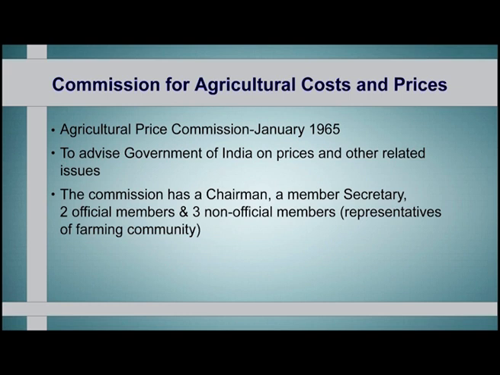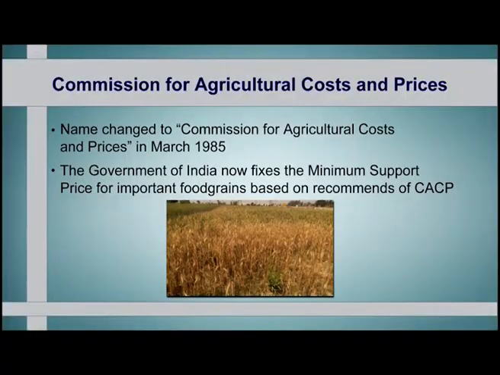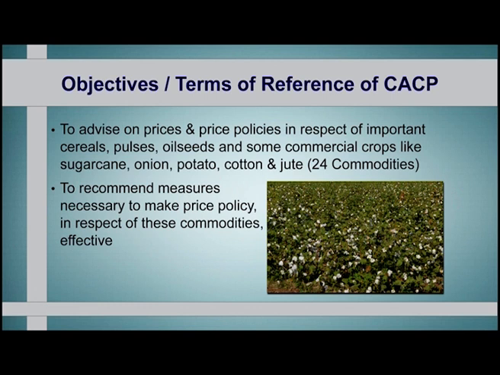The commission has a chairman, a member secretary, 2 official members, and 3 non-official members, who are representatives of the farming community. Its name was changed to Commission for Agriculture Cost and Prices in March 1985. The Government of India now fixes the minimum support price for important food grains and other commodities based on recommendations by the CACP.